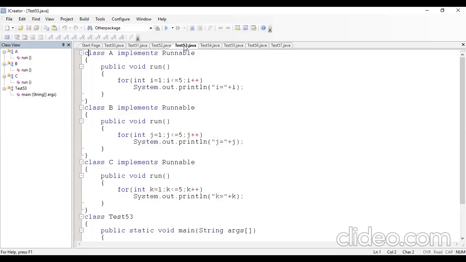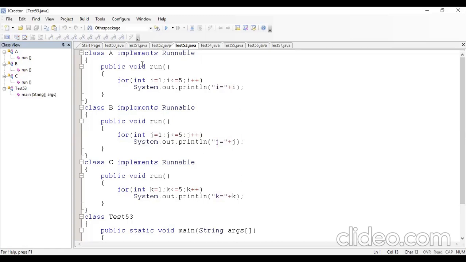Fine. There are two approaches. Number one is extending the Thread class, and the second approach is implementing the Runnable interface. Now I'm going to discuss how this Runnable interface approach can be used to create a thread and to execute a thread. Look here, instead of extending a Thread class, I am implementing the Runnable interface. So class A implements Runnable.